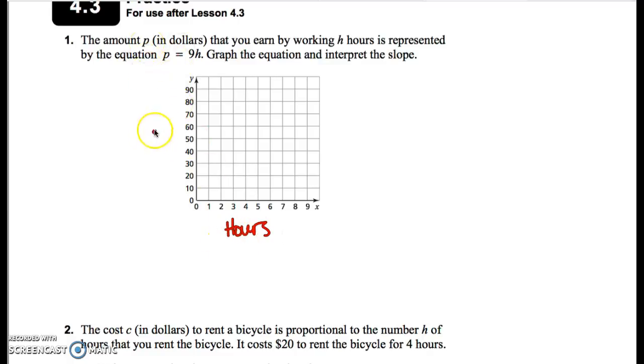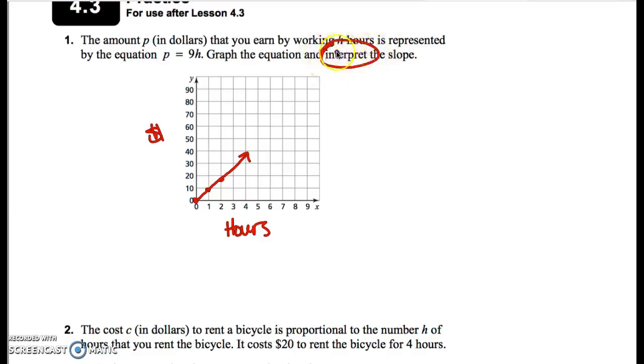P is the amount in dollars that you earn. So if I work 0 hours, I don't get paid anything. If I work 1 hour, 9 times 1 is 9, so I'll put a dot just below 10 here. If I work 2 hours, 9 times 2 is 18. And then you could keep going up and up from there. So we graphed it. Now it says interpret the slope.